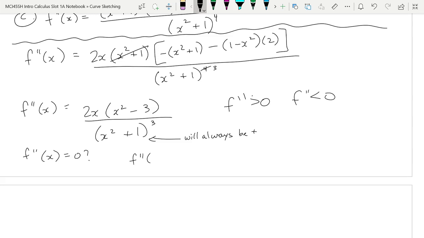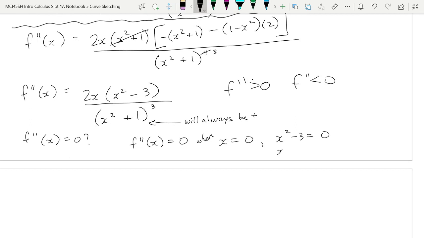So f double prime of x will equal 0 in two cases. When x is 0, because that would turn this factor into a 0, and when x squared minus 3 is 0. And that would mean then that x is equal to plus or minus root 3. I'm not going to factor that, obviously, because I'd be dealing with a radical. I mean, I could, but if you'd like to see it in factored form instead, I could just say x plus root 3 times x minus root 3 is equal to 0. So same thing.